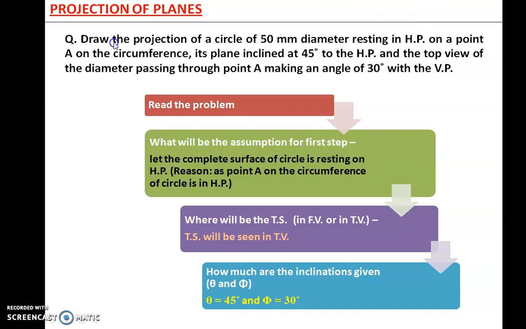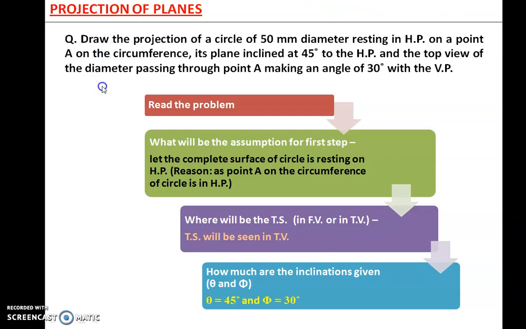Now we will break it into sentences. So it is a plane, a circle, and the diameter is given as 50. Now it is said that there is a point A on the circumference of the circle, and this point A is resting in HP.